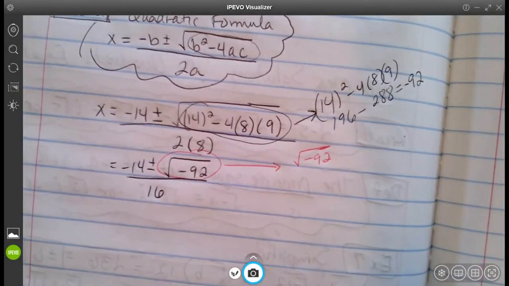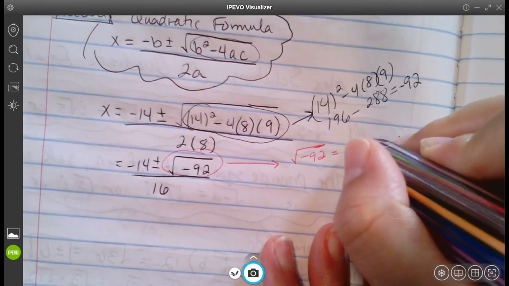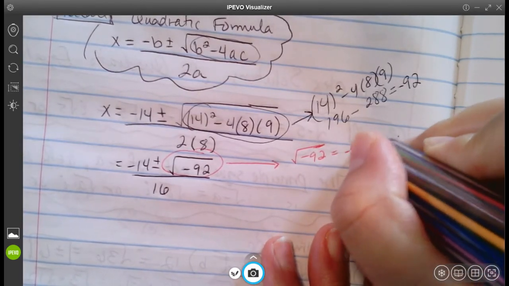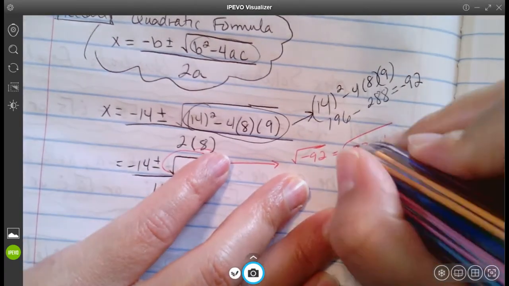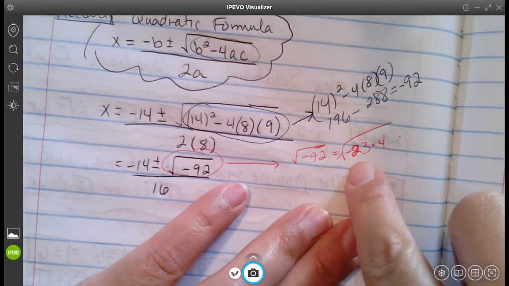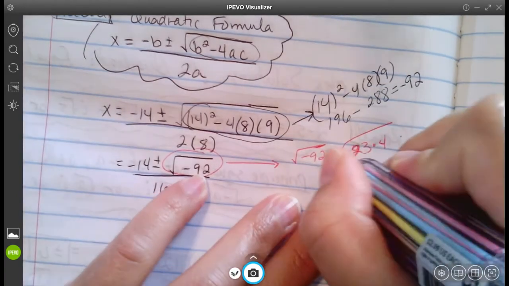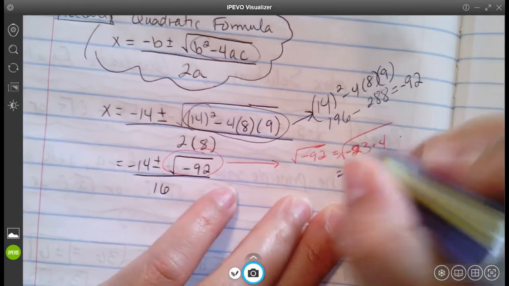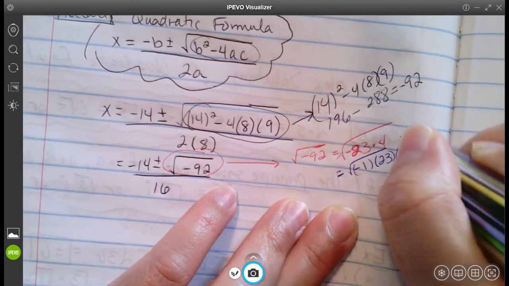Let me see. Can I divide this by 4? I know I can divide it by 2 because it's an even number. But it looks like I can divide it by 4 also. So this is the same as negative 4, or we'll do negative 23 times 4. Okay, so that negative right there, remember, let me switch colors here so we can see a little bit better. That negative is the same as saying negative 1 times 23 times 4.